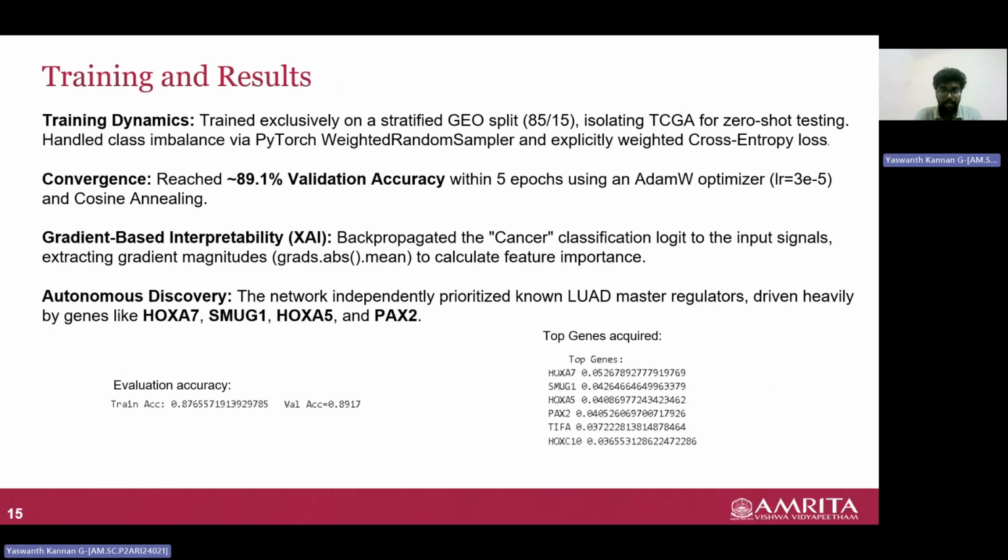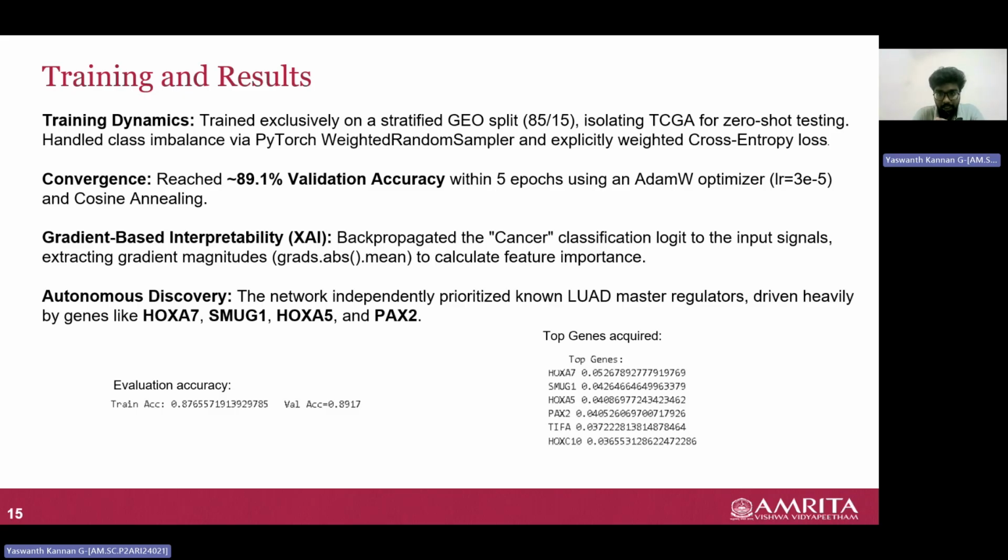So for training the model, we used a multi-cohort setup where the model was trained on a GEO dataset and evaluated on another dataset, which is a TCGA dataset. This setup is important because it allows us to test the model's ability to generalize across dataset distributions, not only relying on a particular dataset, as we are training on one dataset and evaluating with the TCGA dataset.